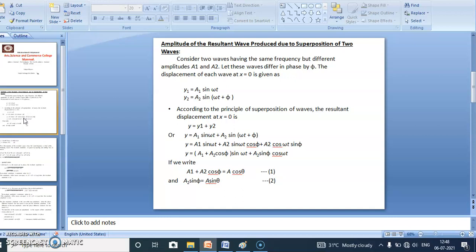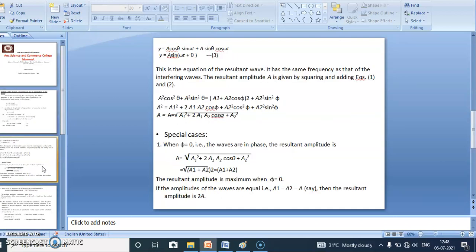Okay, from this equation if we write a1 + a2 cos phi = A cos theta, equation number 1, and a2 sin phi = A sin theta, equation number 2, then y = A cos theta sin omega t + A sin theta cos omega t.